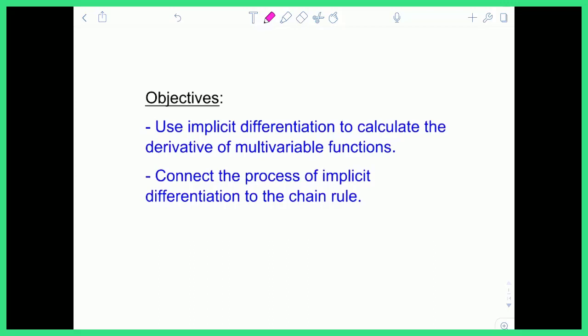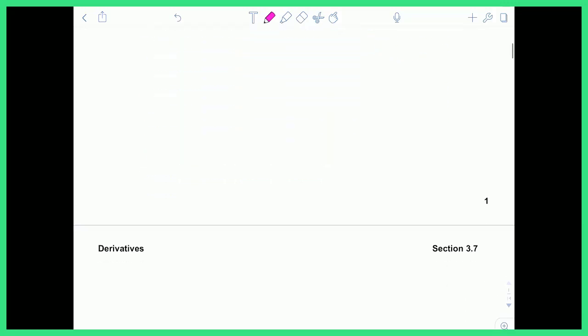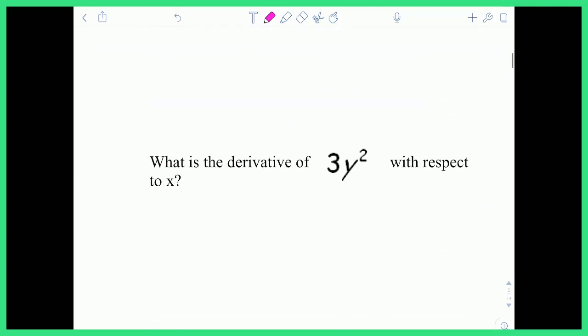Hey everyone, Mr. Schachter here to talk about implicit differentiation. In this video we're going to use implicit differentiation to calculate the derivative of multivariable functions, and we're also going to connect the process of implicit differentiation to the chain rule. Let's get started. Implicit differentiation is all about taking the derivative of things of multiple variables.